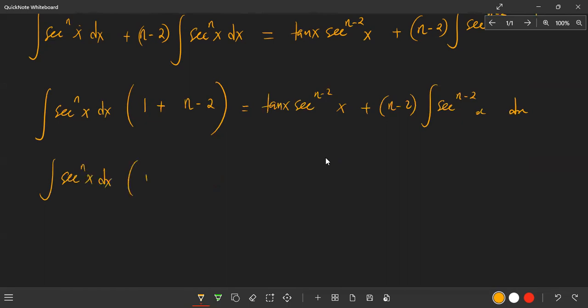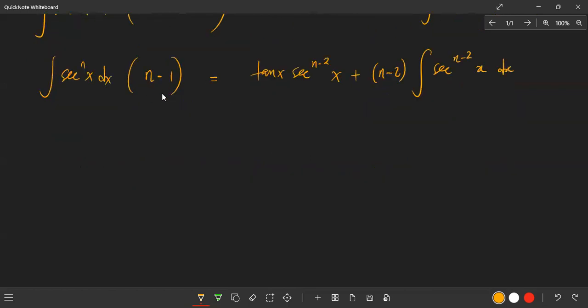We're almost there. This is just n minus 1, right? If I add those two, I just have n minus 1 times the integral, and this is equal to tan x sec^(n-2) x plus (n minus 2) times the integral of sec^(n-2) x dx. Now at this point I can divide both sides by n minus 1. I'm going to divide throughout by n minus 1.